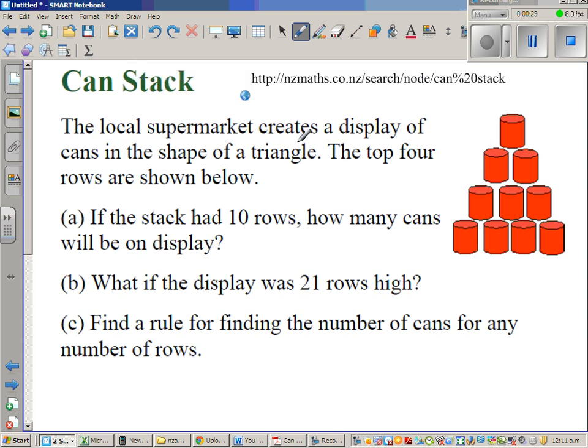The local supermarket creates a display of cans in the shape of a triangle. The top four rows are shown below. So this is the shape of a triangle. There are four rows. If the stack has 10 rows, how many cans will be on display? Next question: what if the display was 21 rows high? And the third question: find the rule for finding the number of cans for any number of rows. So let's start with the first question.